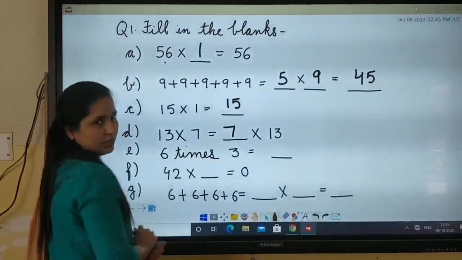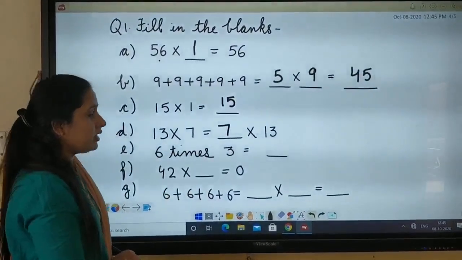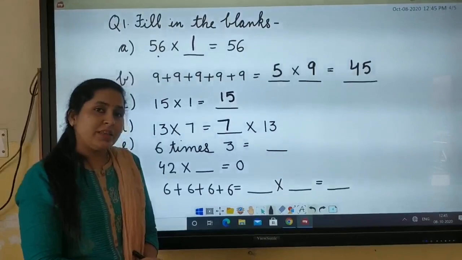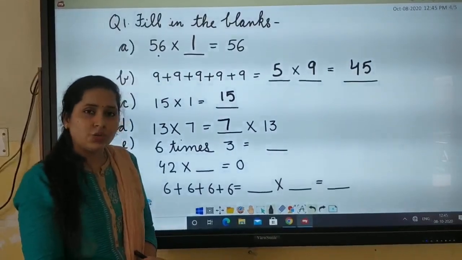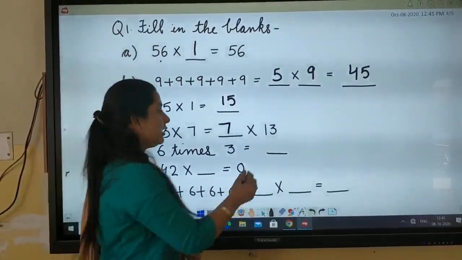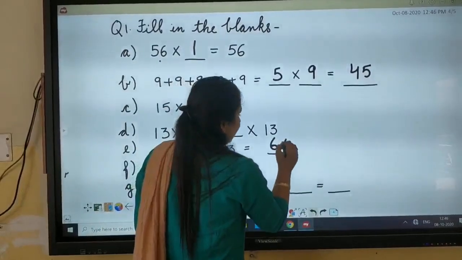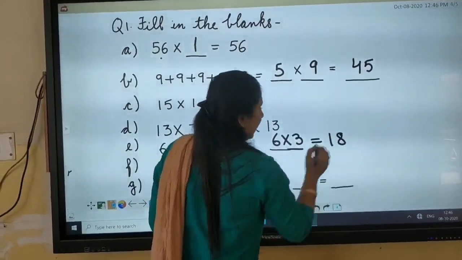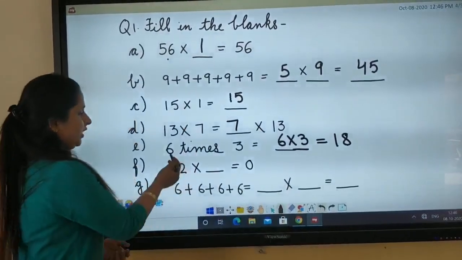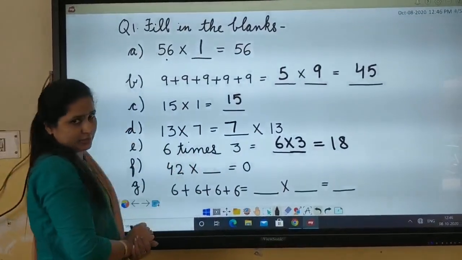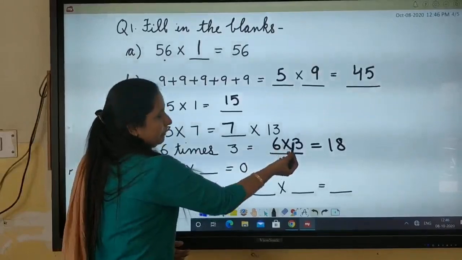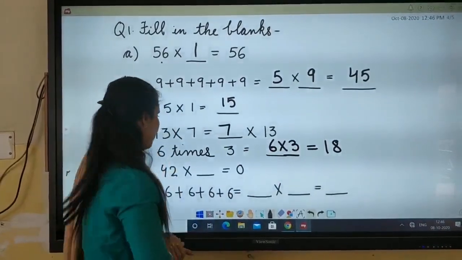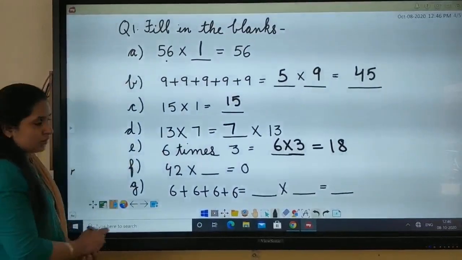Now what is the next one? 6 times 3. So we have to find the answer. 6 times 3 we can find using multiplication, meaning 6 multiplied by 3. So what is the answer? 6 threes are 18. You can write it like this also: 6 threes are 18. If it was 3 times 6, then you would write 3 multiplied by 6, but the answer will remain the same, 18.